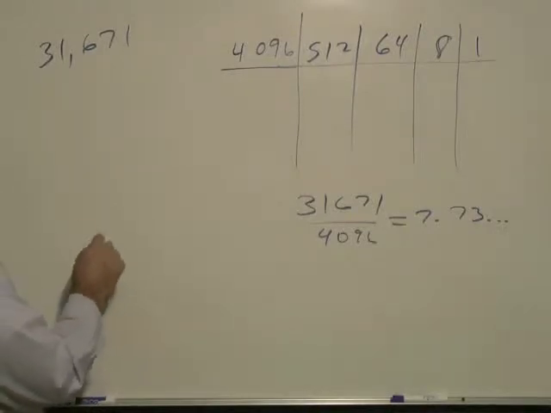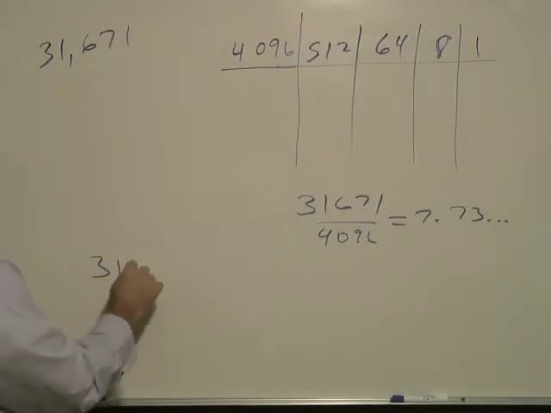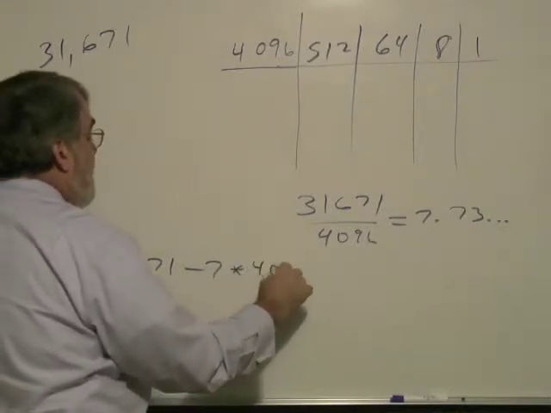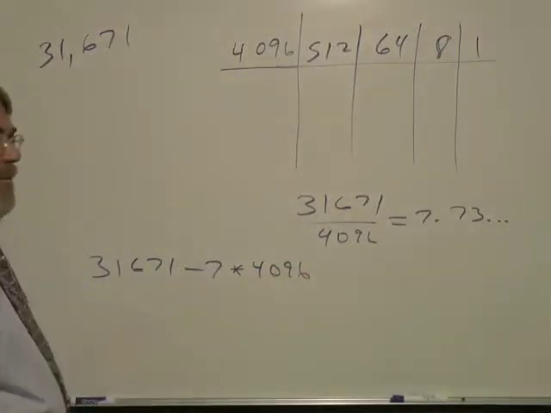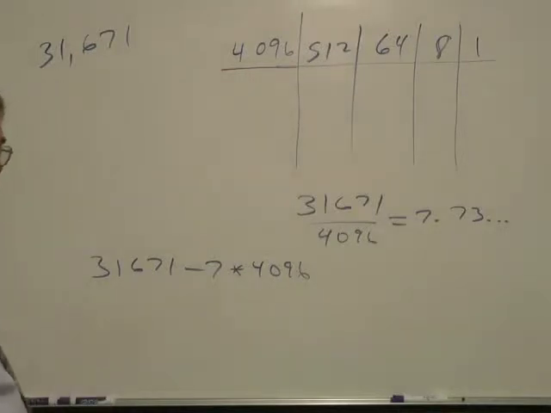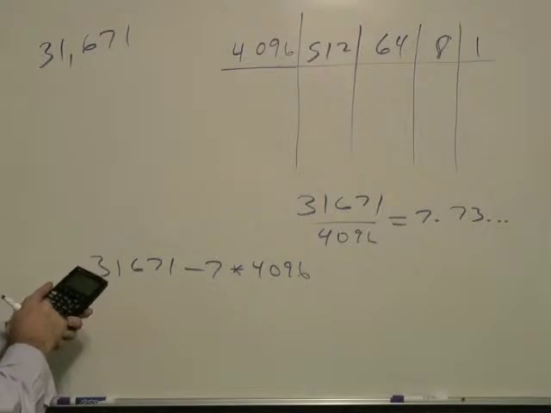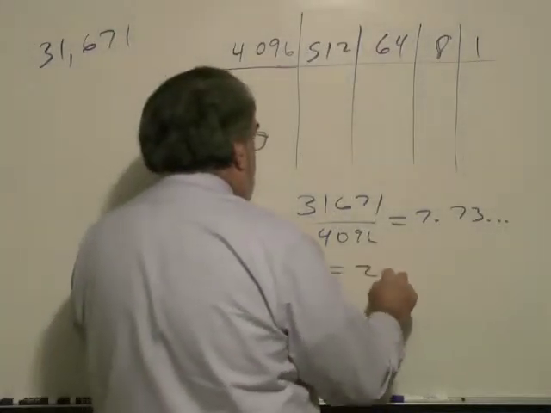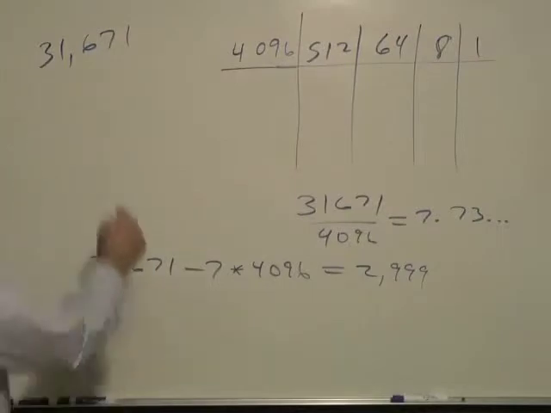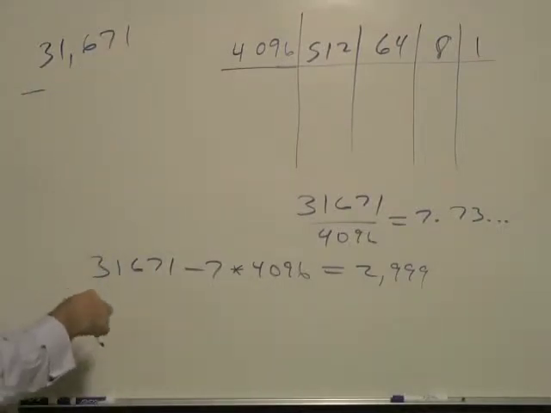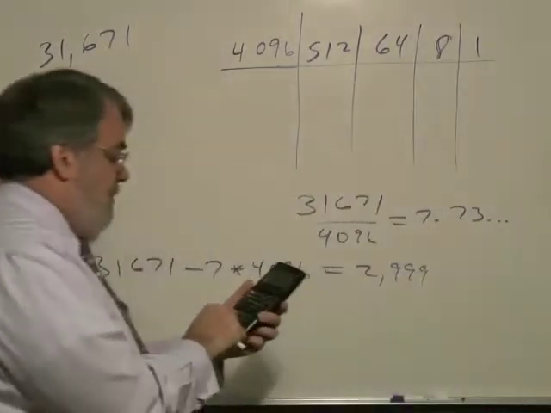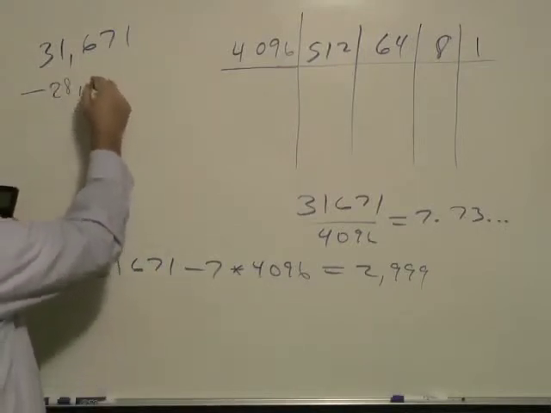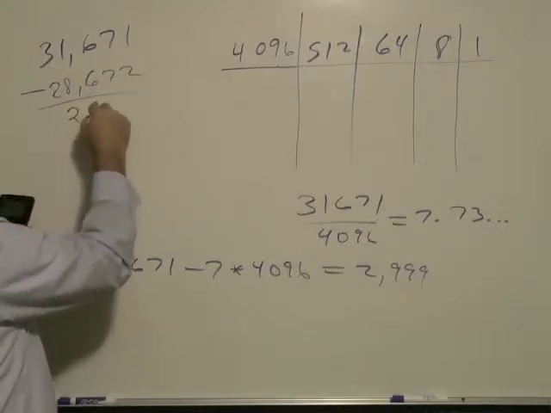I'm going to write out these steps as I punch them in on my calculator. 31,671 minus 7 times 4,096. I use the computer symbol for multiplication, but you know, just hit the times button on your calculator. So 31,671 minus 7 times 4,096 equals 2,999. I'm down to 2,999. I'll write it up here. 7 times 4,096 is 28,672. Subtract, you get a remainder of 2,999.